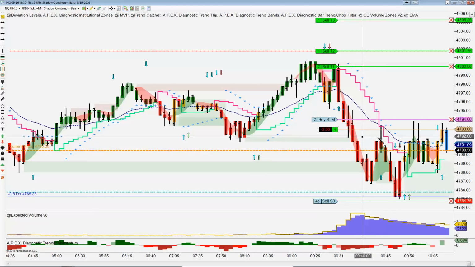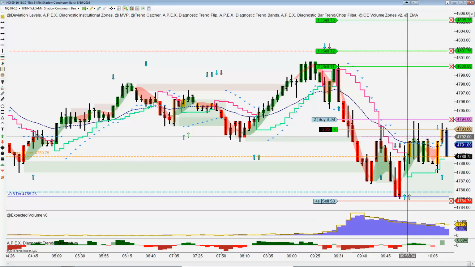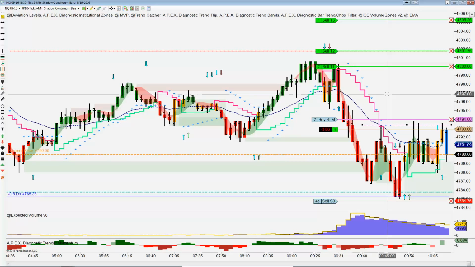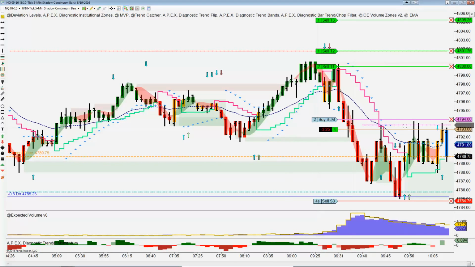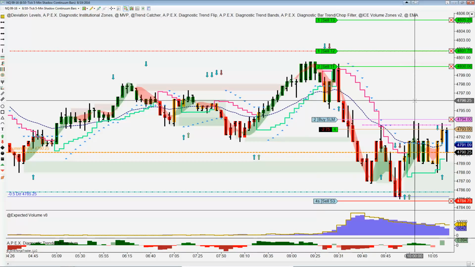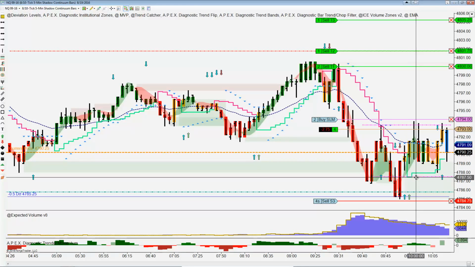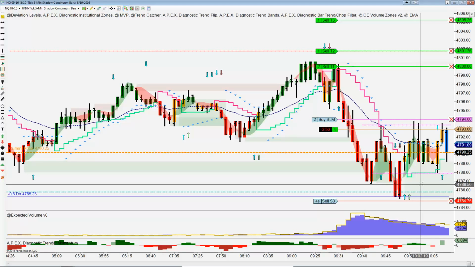As you can see, we're pretty much in a chop zone. Actually, you can put the high up here. Right about here, I'd say. So there's your chop zone.